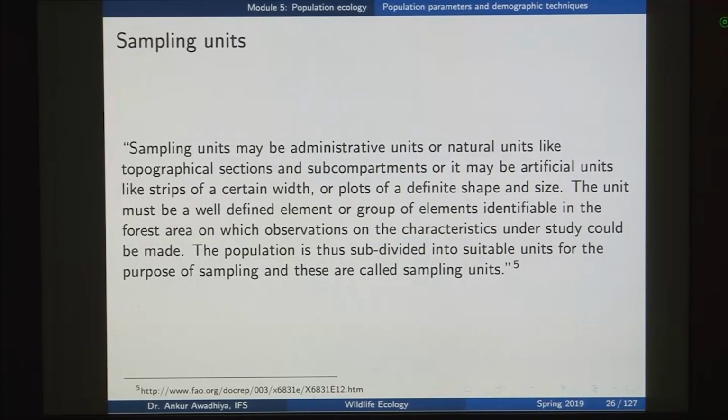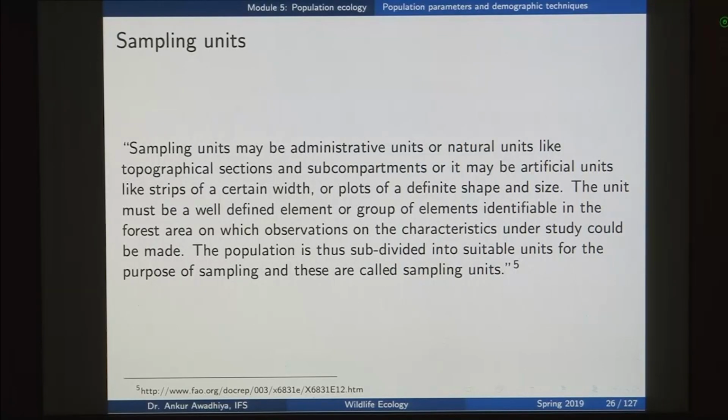Next we have sampling units. Sampling units may be administrative units or natural units like topographical sections and sub compartments, or it may be artificial units like strips of a certain width or plots of a definite shape and size. The unit must be a well defined element or group of elements identifiable in the forest area on which observations on the characteristics under study could be made. The population is then subdivided into suitable units for the purpose of sampling, and these are known as sampling units.